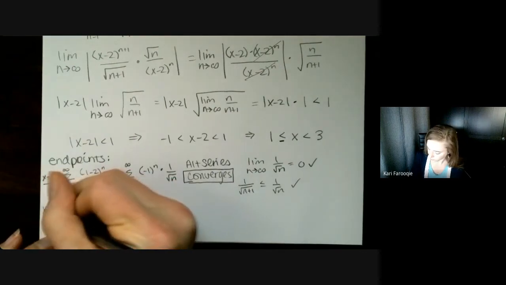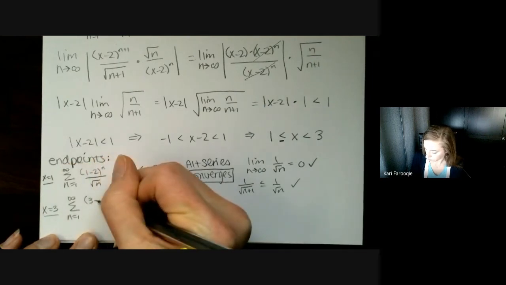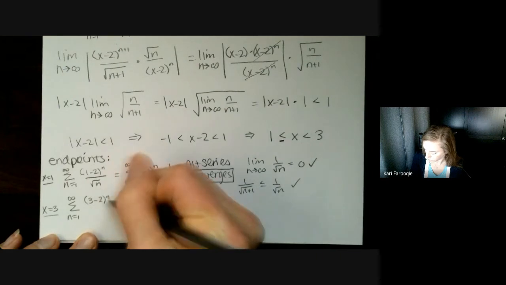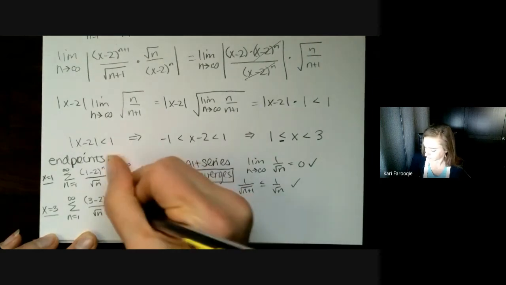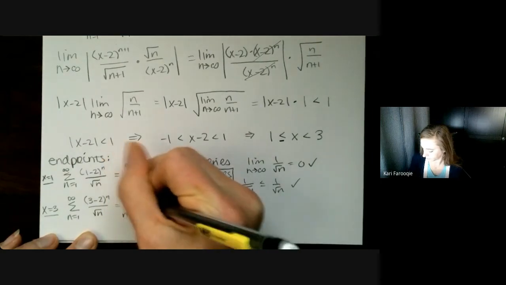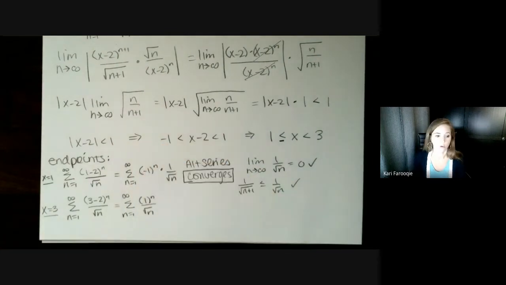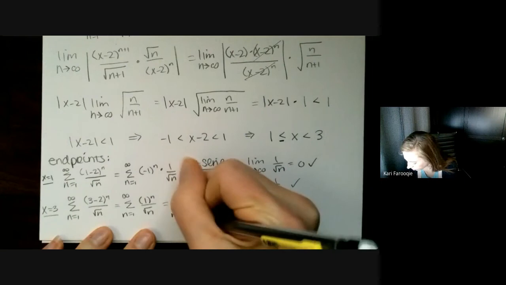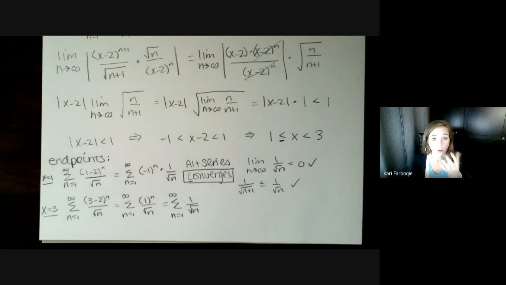All right, so we also have to check 3, which is the right endpoint. So we have 3 minus 2 to the nth power divided by the square root of n. So this is just going to be positive 1 to the nth power divided by the square root of n. It actually makes a big difference that this is positive 1 to the nth power, because 1 to some sort of finite power is always going to be 1 regardless. So you can even just rewrite that by omitting 1 to the nth, because it's going to be 1 no matter what.